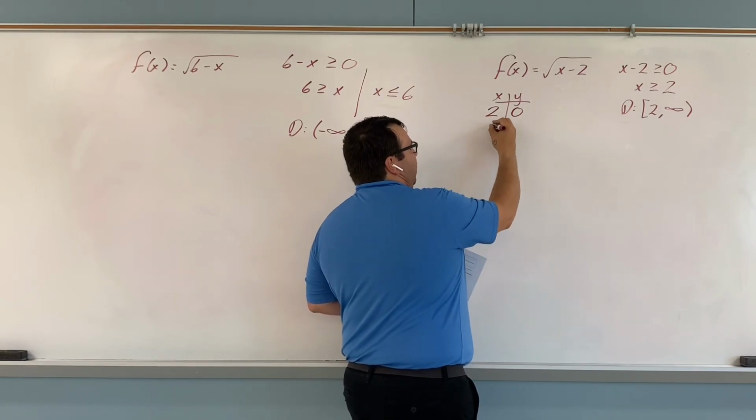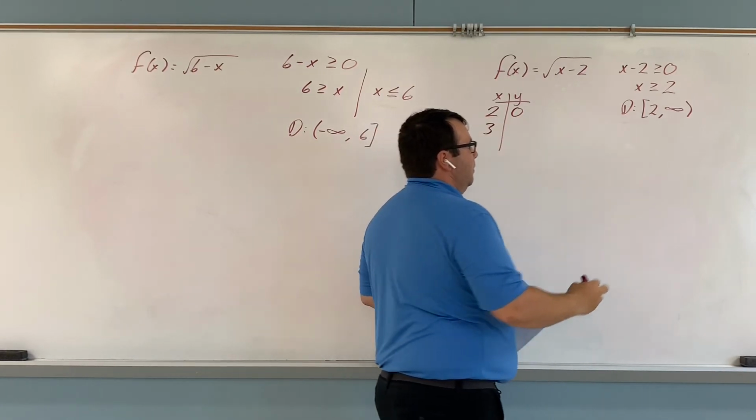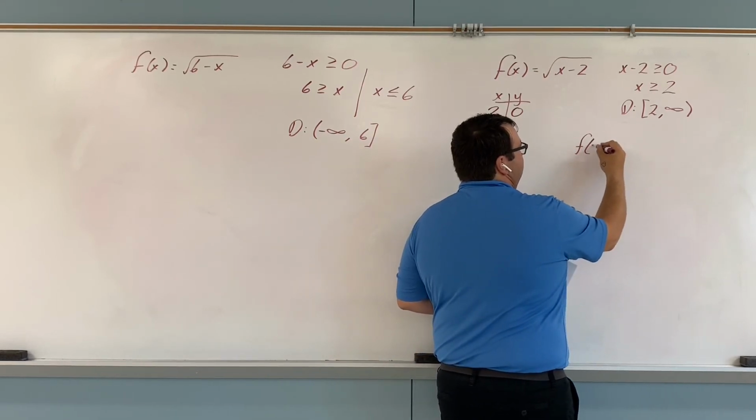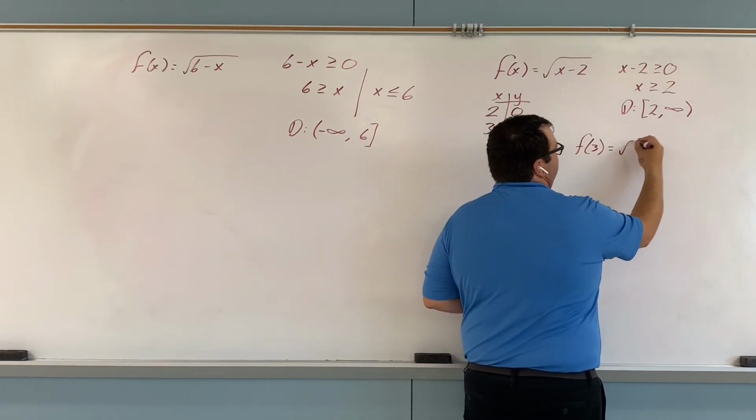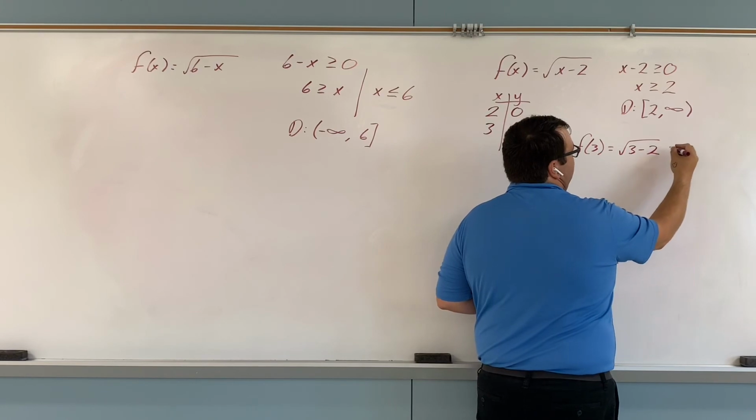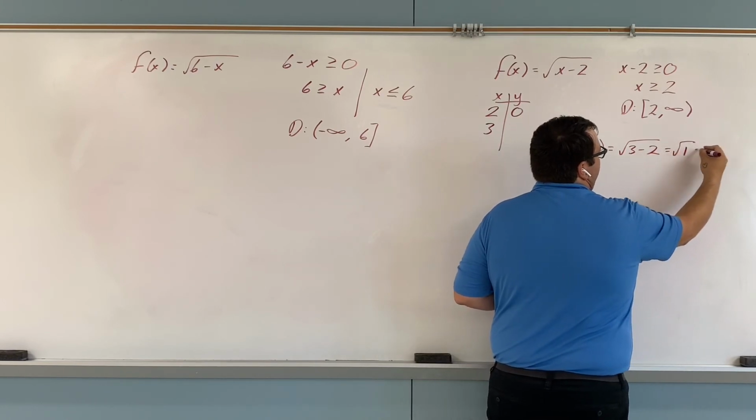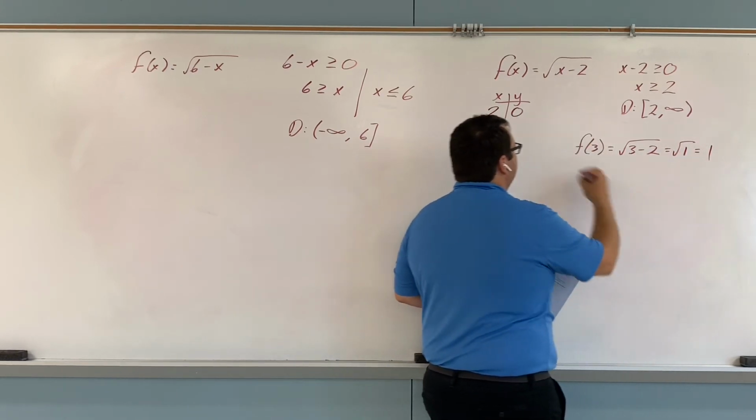Now I'm going to pick another number. I'm going to say 3. So the function at 3 will be the square root of 3 minus 2, which is the square root of 1, which is 1.